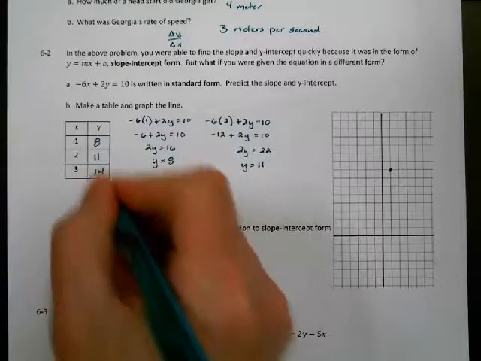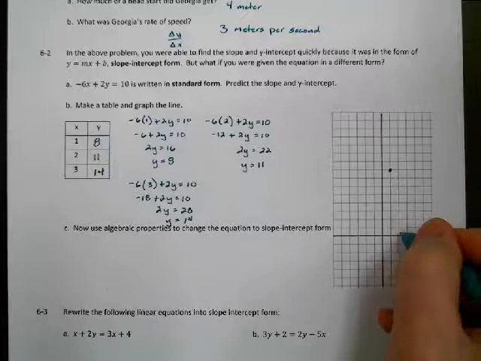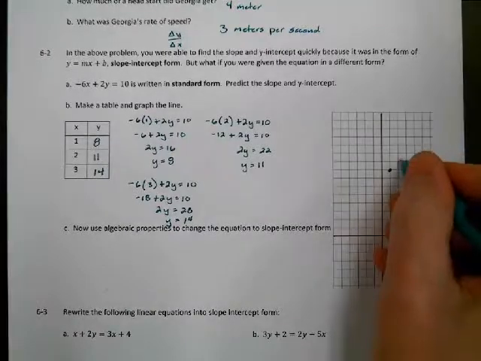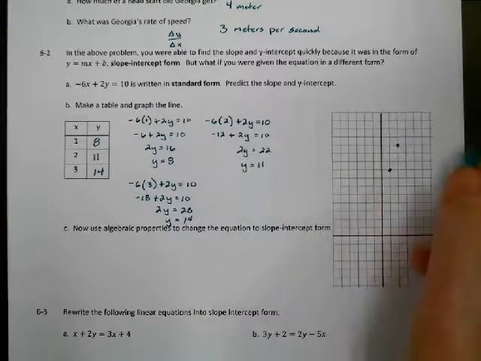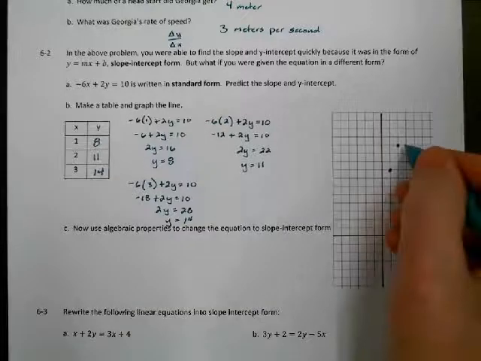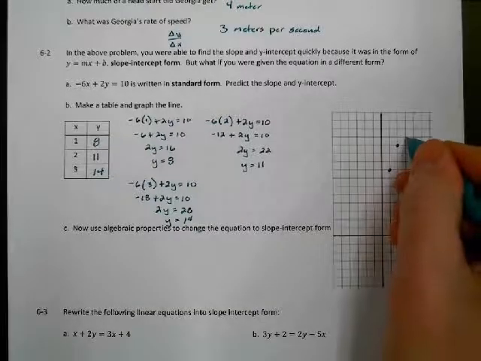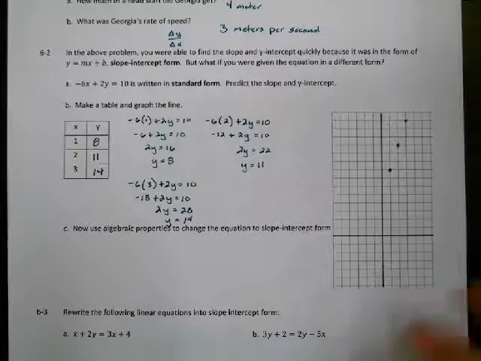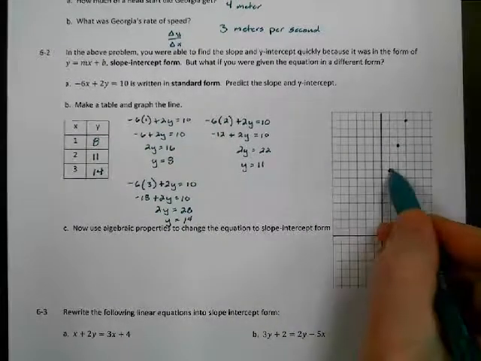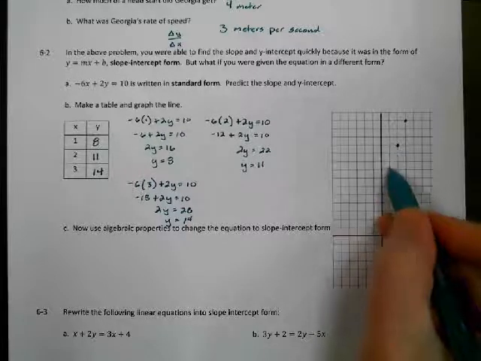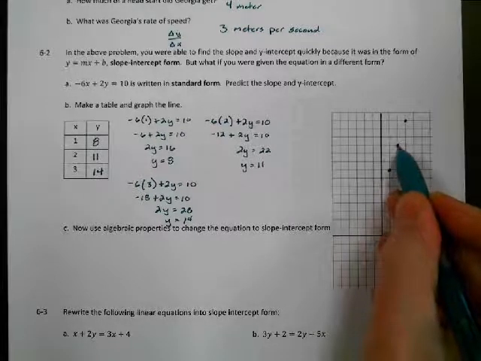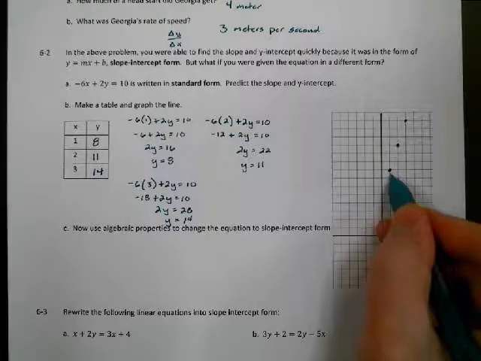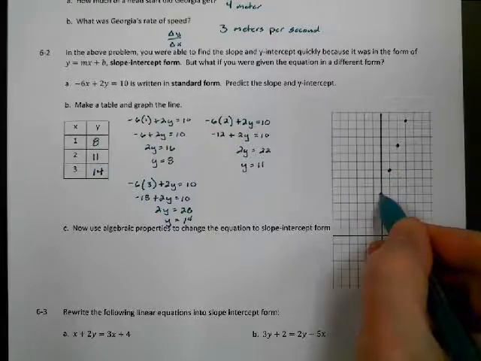Okay, let's graph these other two. So 2, 11, so this was 8, 9, 10, 11, and then 3, 14. This is 11, so 12, 13, 14. All right, then we should expect, since we have a slope is increasing by 3 and then going over 1, so 3 over 1, we can go down 3 and backwards 1 to find our y-intercept.